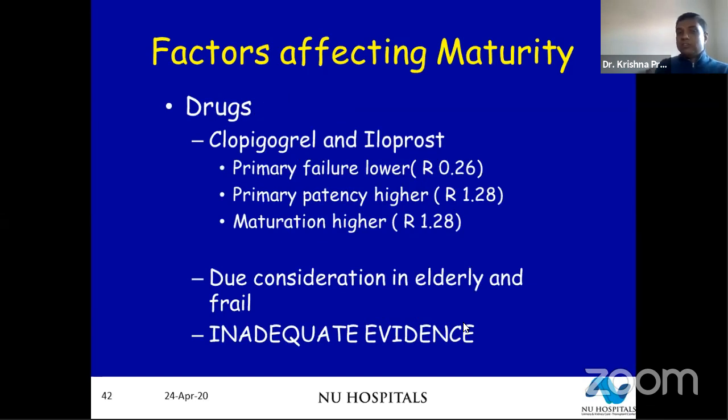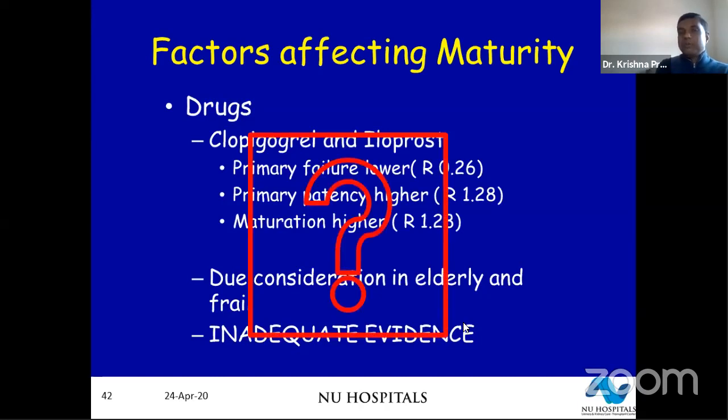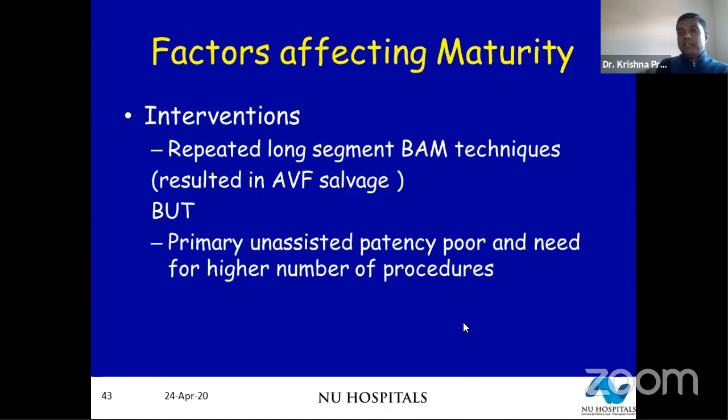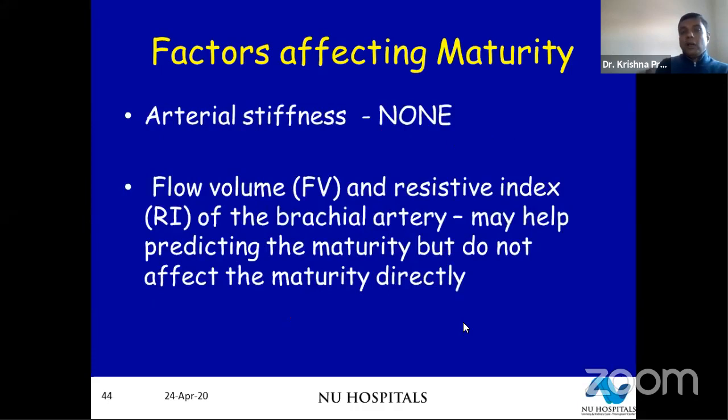Clopidogrel and iloprost, which is a prostacyclin derivative, is known to produce higher patency rates, but then you have to use it with due consideration in elderly because it causes significant pulmonary vasodilatation. So there's inadequate evidence to suggest this as the method of treatment right now. And on-table techniques like using balloons and maturing the fistula on table probably will get you better patency rates, but you'll end up using these fistulas very quickly and you'll probably have more intervention. So definitely not a technique which should be recommended routinely.